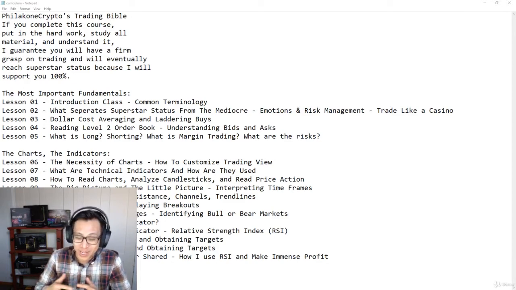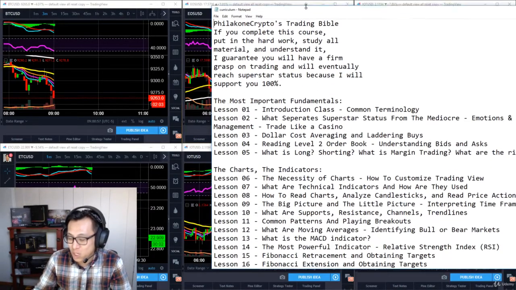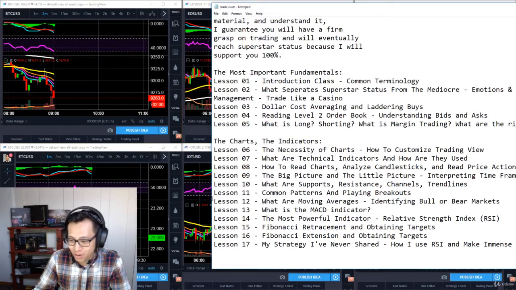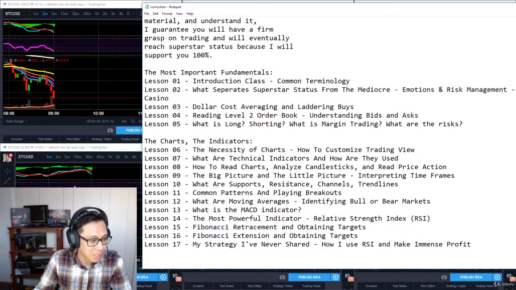So today, guys, we're going to be talking about common patterns in playing breakouts. And it's also going to tie in to the very last video that we did, which is what are supports, what are resistances, what are channels, and what are trend lines. So make sure that you brush up on lesson number 10, because lesson 11 is a big one that ties in with it. Oh, you guys don't even see this. My apologies. So make sure that you're brushing up on lesson number 10 right here, okay? As you guys see over here, lesson 10 was supports, resistances, channels, and trend lines.